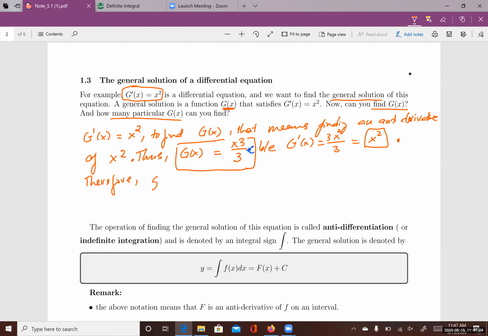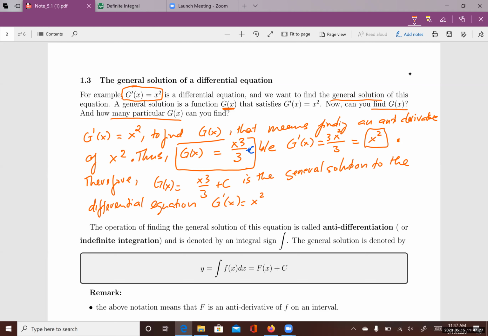G of x equals x cubed over 3 plus c is the general solution to the differential equation g prime of x equals x squared. How many particular g of x can you find? If c is a constant, then we have infinitely many values for c.